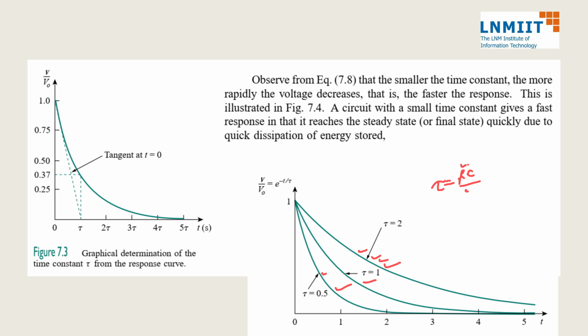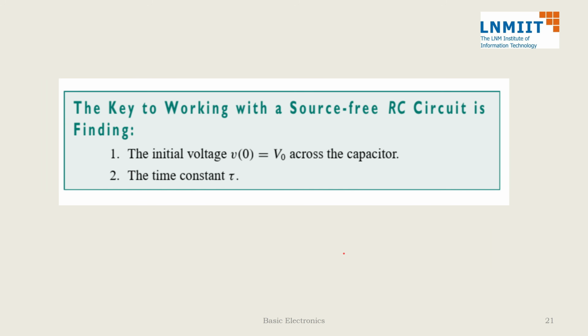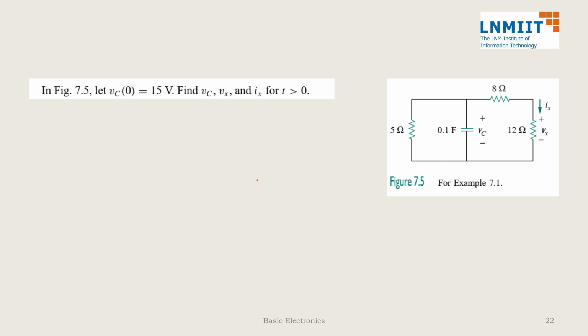So if you change either R or C, one of them, your charging or discharging rate will increase or decrease. When we talk about an RC circuit, the only two parameters we have to focus on are V naught and tau, where V naught is the initial voltage across the capacitor and tau is the time constant.